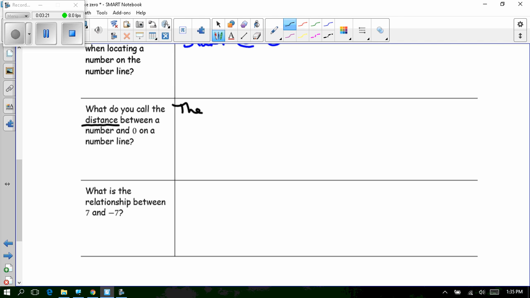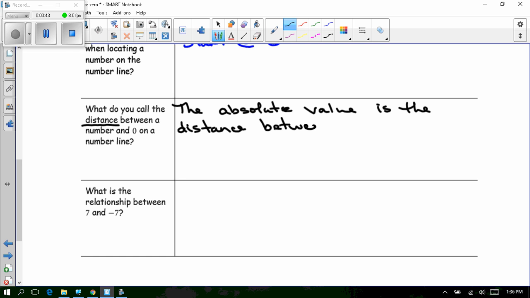Let's write down the absolute value. It's 2 words. Let's make sure we get that right. Absolute value is the distance. It's the distance between a number and 0. I'm really lazy, so I'm just going to write the number sign. You guys know it as the pound sign, but I call it the number sign, between a number and 0.